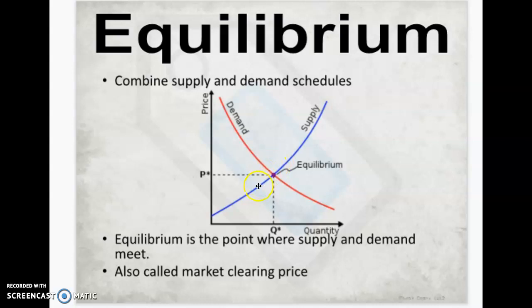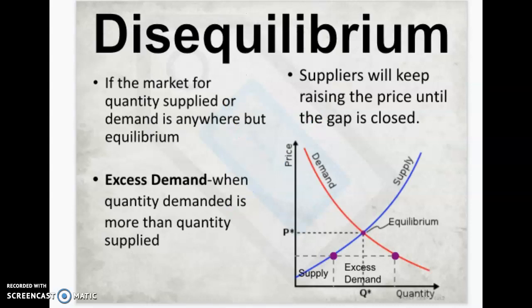That equilibrium price is always changing based on market conditions, and that's why we have shortages and we have surpluses. But it's important to know that this is where businesses are always trying to get, because it's the businesses that ultimately set the prices. Anytime you are not at the price of equilibrium, where quantity demanded is equal to quantity supplied, then you're at a disequilibrium. If the market for quantity supplied or demanded is anywhere but the equilibrium, we call that disequilibrium.